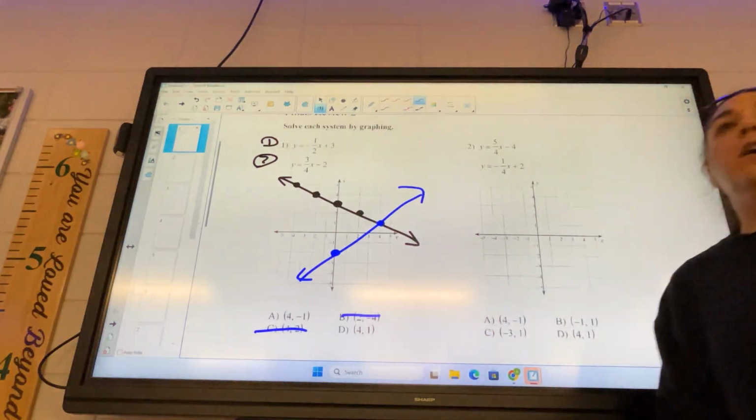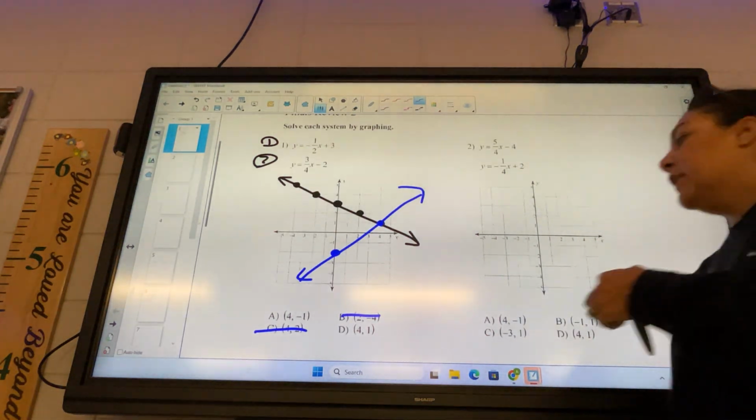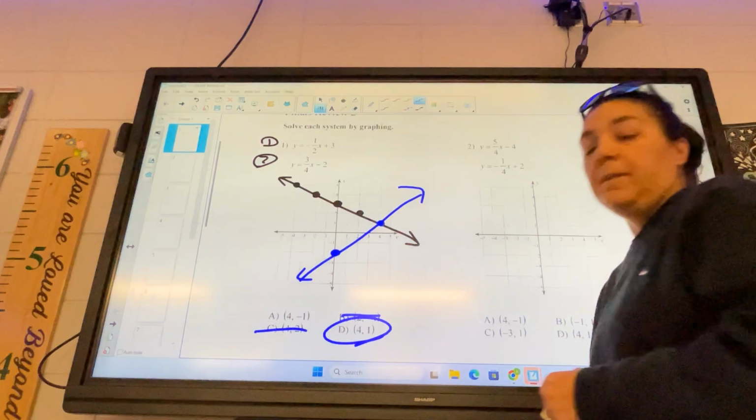Okay, now, there's definitely not a 2 anywhere, so these ones we know for sure. But if you're like, I don't know the difference between positive and negative, that's fine, but it is D. Okay?